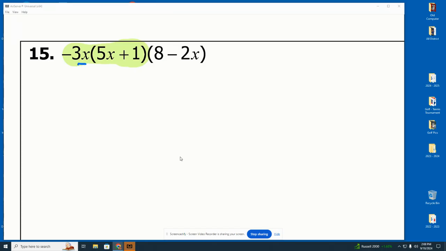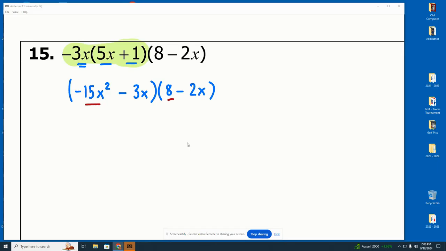What is negative 3x times 5x? Well, that's negative 15, and then remember x times x is x squared. And then negative 3x times positive 1 is just negative 3x. So we've taken care of that. Now we've got to multiply that by the 8 minus 2x. So here we go. I'm going to go negative 15x squared times 8.